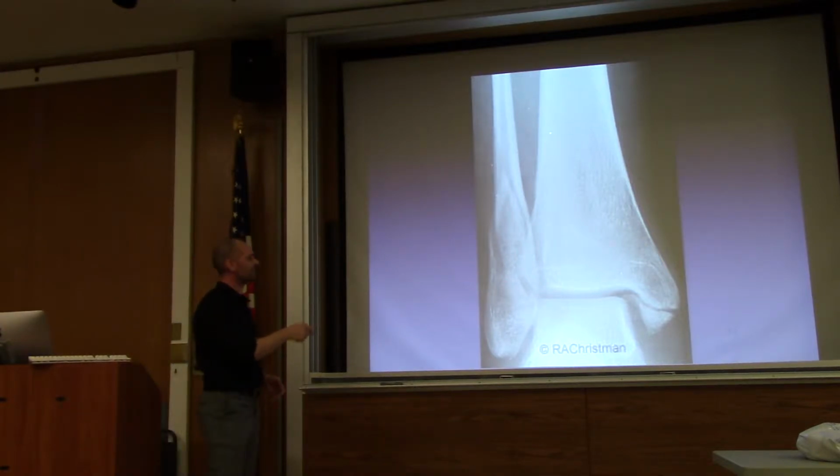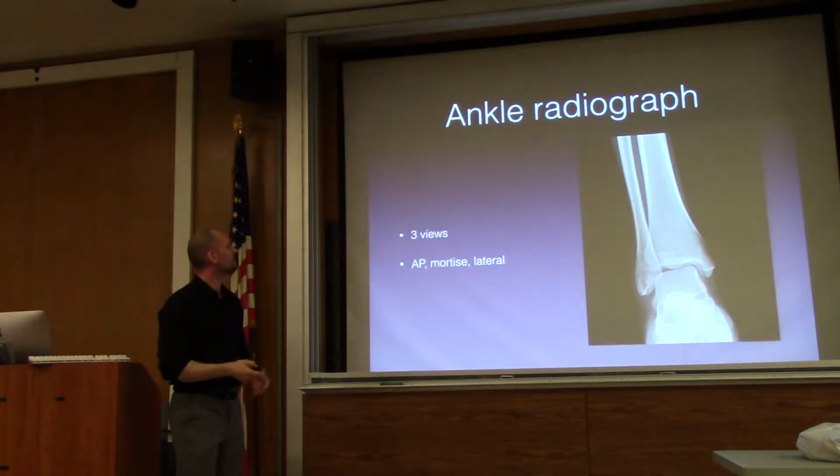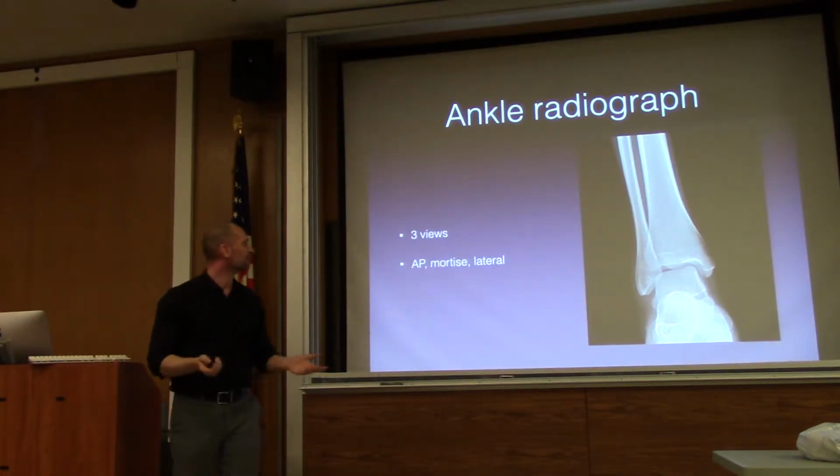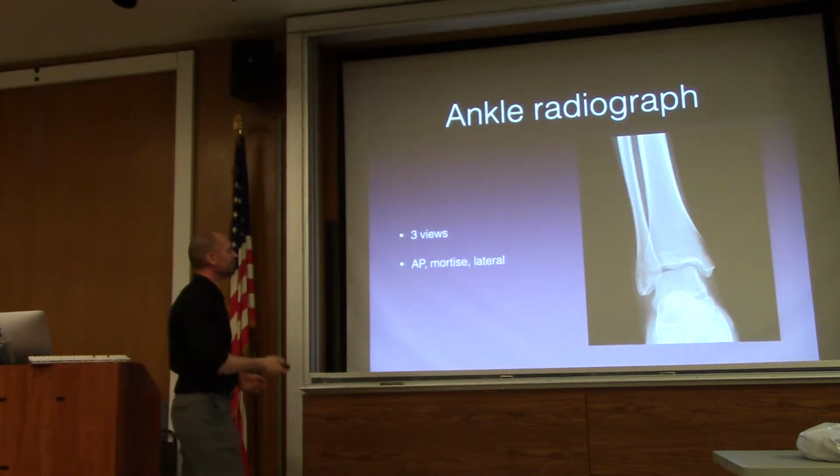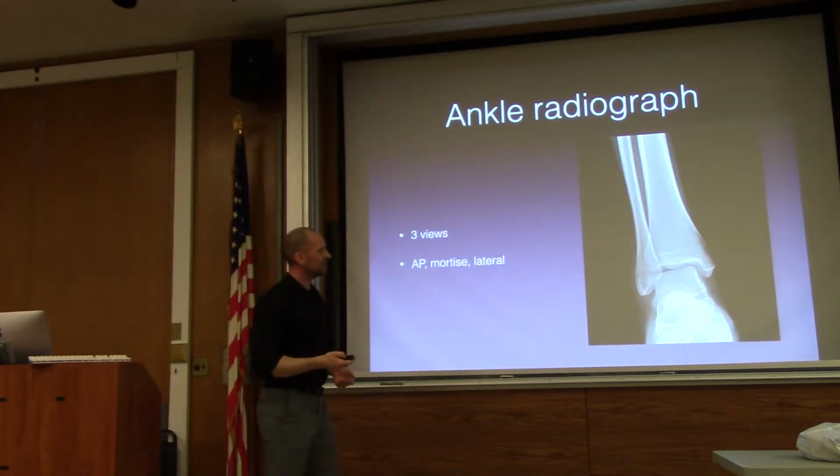All right, we're going to go through some of the radiographic parameters also. Okay, so like I said, ankle radiographs, right? You're going to have three. You're going to have an AP, mortise, and a lateral view. You're going to be looking for different things on each view.